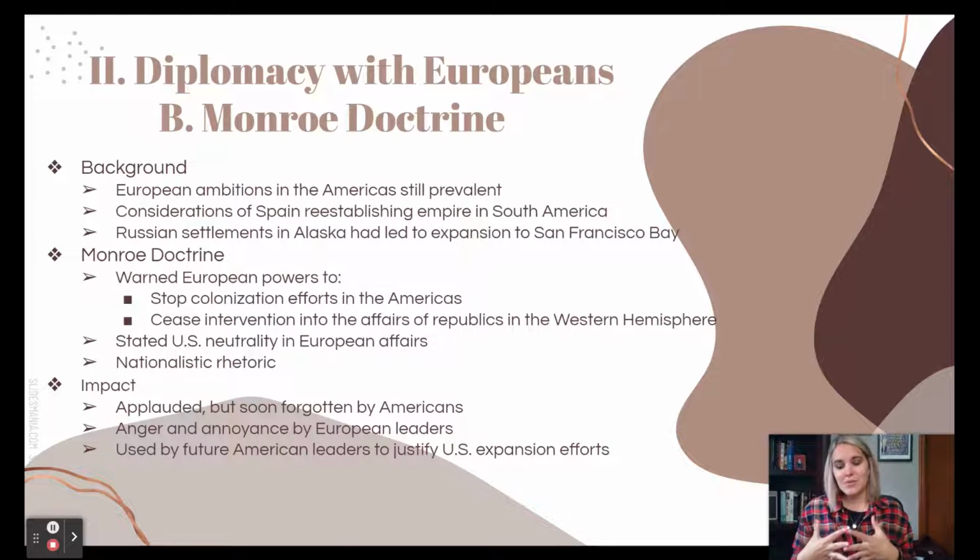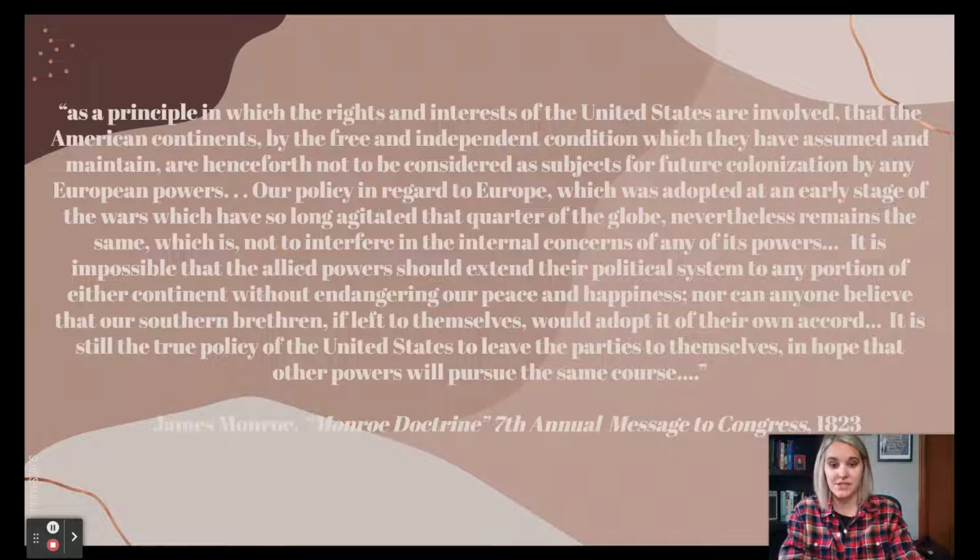Britain did back the Monroe Doctrine, and so there was a little fear that expansion into the Americas by countries like Spain could lead to conflict with Britain as well. But overall, the main impact of the Monroe Doctrine is that in the future, American leaders and presidents are going to use this as the precedent to justify further expansion into the Americas.